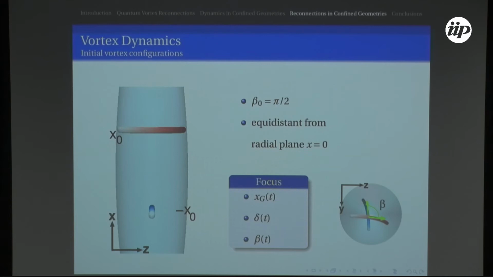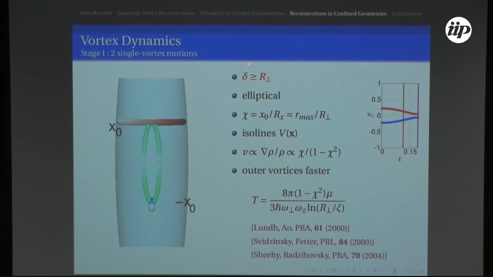So what we have is that for a minimum distance which is greater than the transverse Thomas-Fermi radii, the motion is more or less like two vortices that go without seeing each other. They are perpendicular, so they precess on orthogonal elliptical orbits. And the important thing is that the outer vortices go faster, because in this case the trajectory is elliptical and it's only determined by the so-called orbit parameter chi, which is the ratio between the semi-axes of the ellipses and the Thomas-Fermi radii. So for this time here, they don't see each other, they go sinusoidally. Then they interact and you see that they slow down.